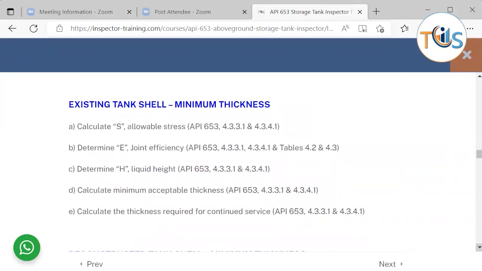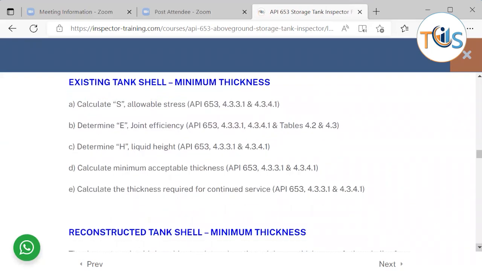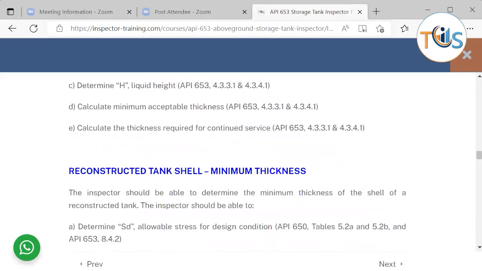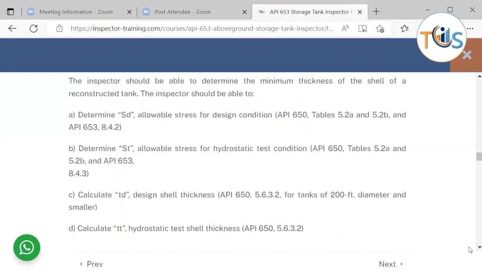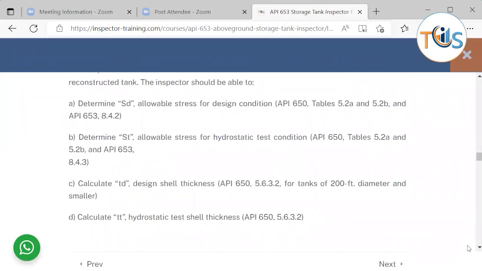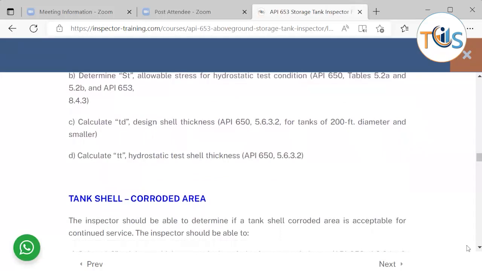The minimum thickness is definitely a question coming from section 4. As you see, section 4 is mentioned a lot, so this section of API 653 should be read multiple times. For determining the minimum thickness, you should be able to calculate the allowable stress, the joint efficiency, the liquid height, and the thickness required for continuous service. The minimum thickness for a reconstructed tank shell is in section 8. Again, the same things: allowable stress, design shell thickness, and hydrostatic shell thickness.